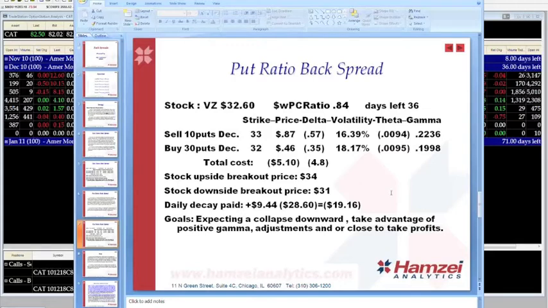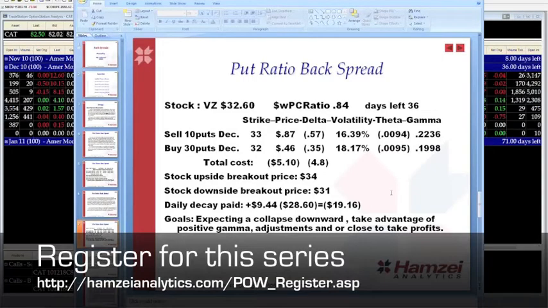We've put our ranges for the stock, where we think the stock could go on the upside. If it breaks out there at 34, then our interpretation of the stock breaking down is not probably going to be good. So maybe we need to adjust the spread or neutralize it. But we're looking for the stock to break and go to 31 or lower.